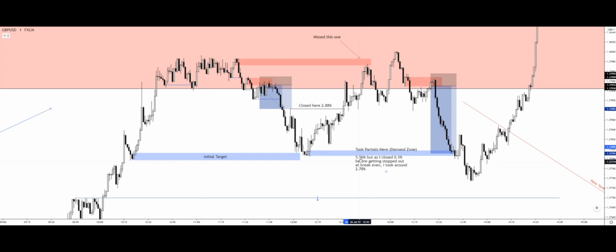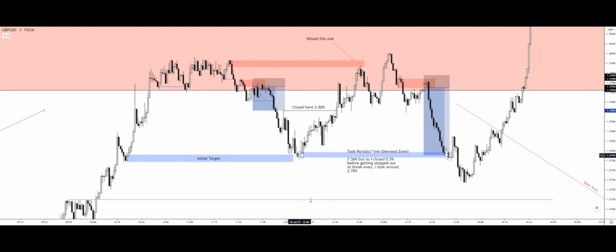If I was on the charts, probably would have done the same. But I was inactive. I was away from the charts just for that little bit, and price came down to 8.5% before going back up to closing at 2.88%.